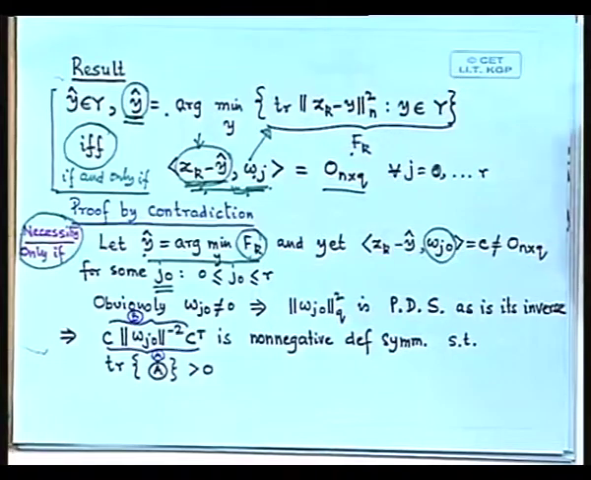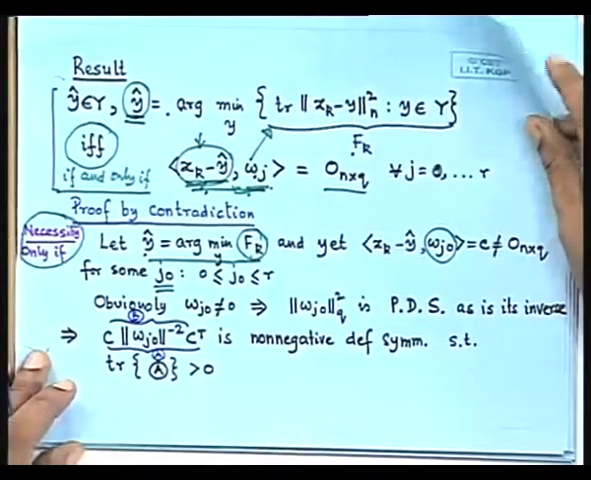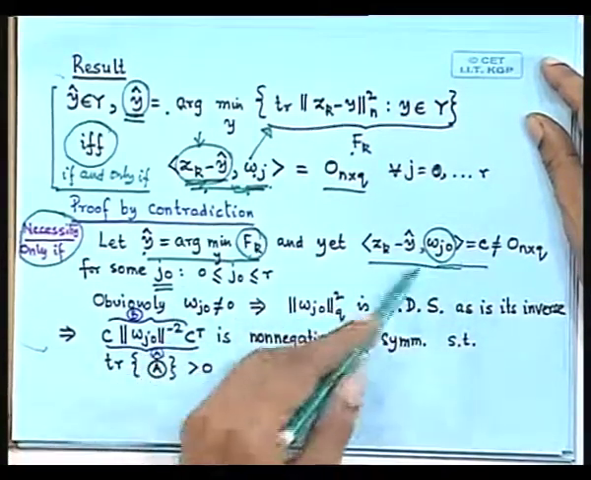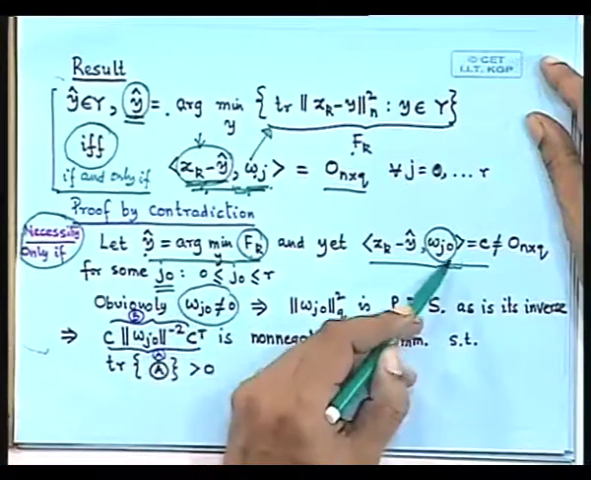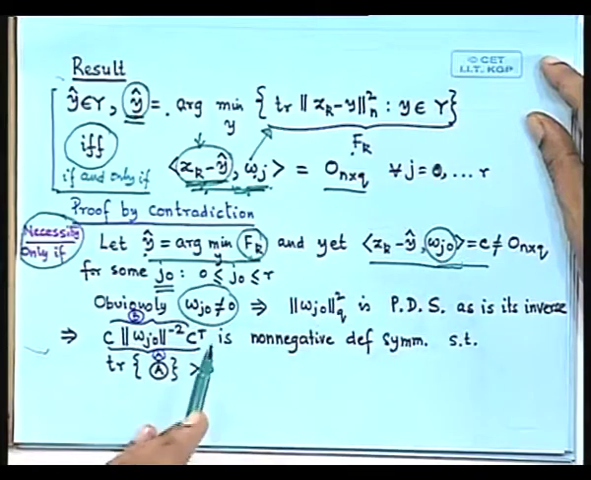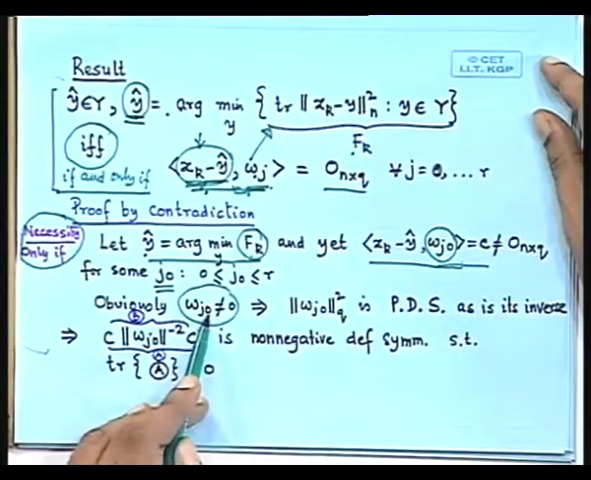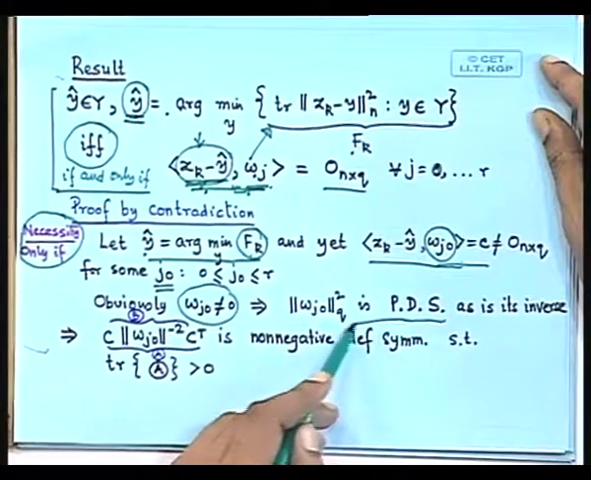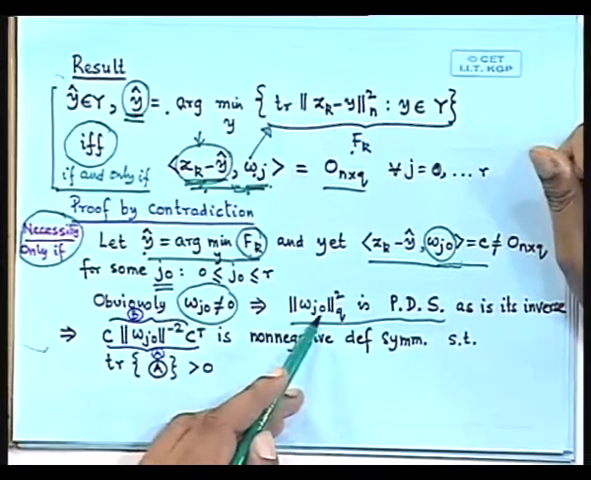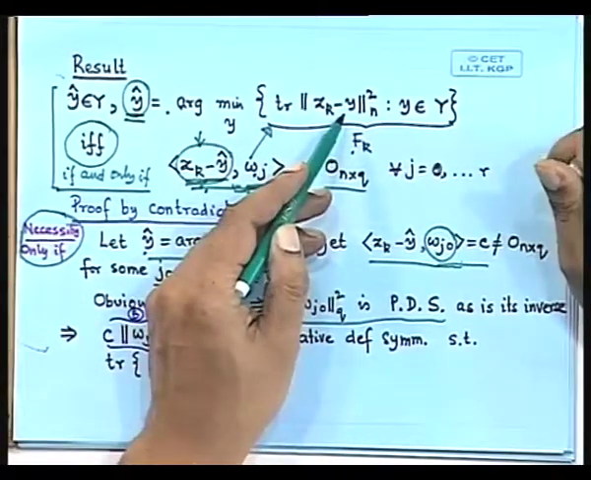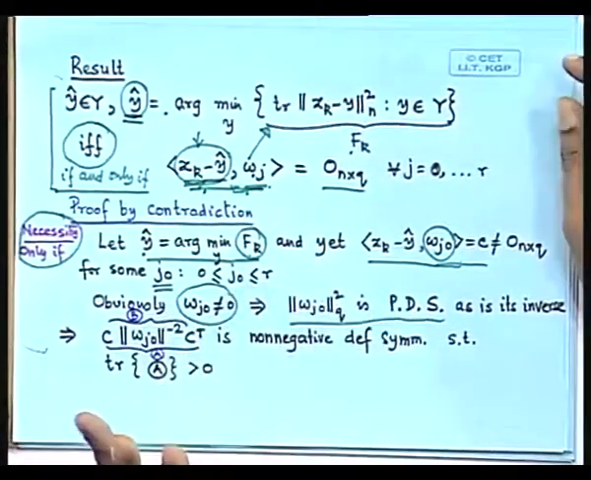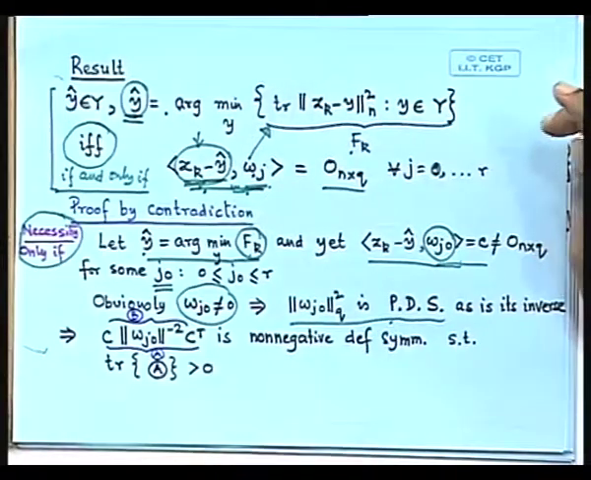So what are we going to do? Our basic idea is that naturally if this is not equal to 0, obviously this is not 0, because if this was 0 this would have been identically 0, correct? So then this is not 0, and if this is not 0, this is positive definite. Why? Because this can be written as a covariance matrix, so it will be positive definite. And if it is positive definite, its inverse is also positive definite.